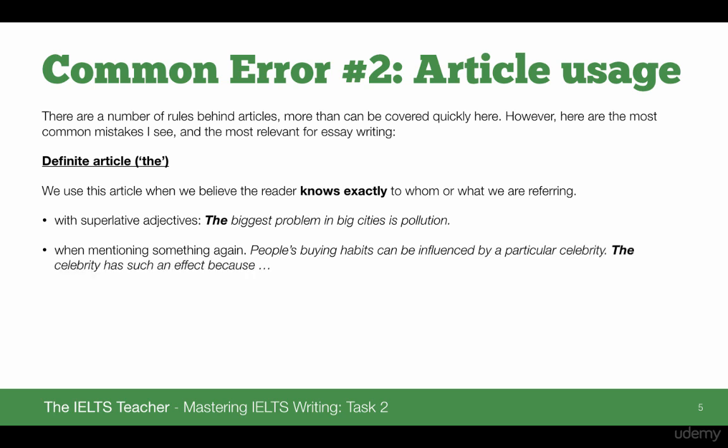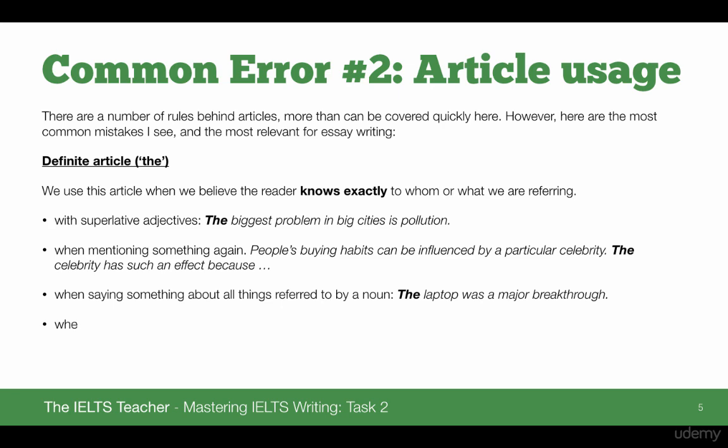When mentioning something again, after we've introduced it once, we can use the definite article. People's buying habits can be influenced by a particular celebrity. The celebrity has such an effect because. So when you introduce it again, then you can use the definite article. When saying something about all things referred to by a noun, the laptop was a major breakthrough. So that the laptop, the invention of that laptop, was a major breakthrough. When talking about groups of people, the elderly, the poor, the rich, the unemployed. So a lot of groups of people can begin with a definite article.